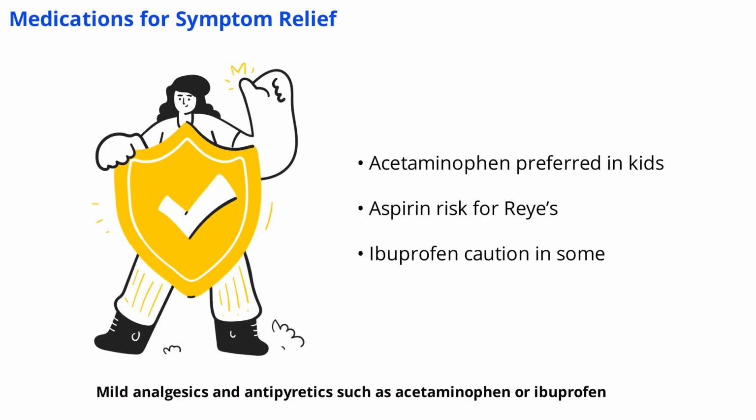Mild analgesics and antipyretics, such as acetaminophen or ibuprofen, are helpful in relieving lethargy, malaise, and fever. Aspirin should be avoided in children due to the risk of Reye's syndrome. Caution is advised with ibuprofen in young children, the elderly, and those with poor renal function.